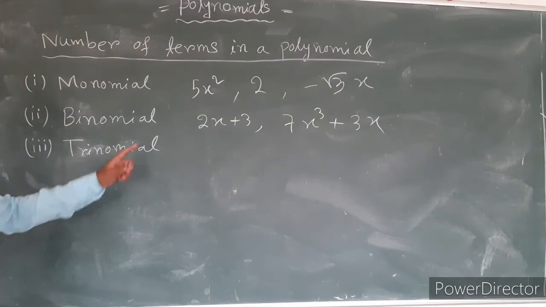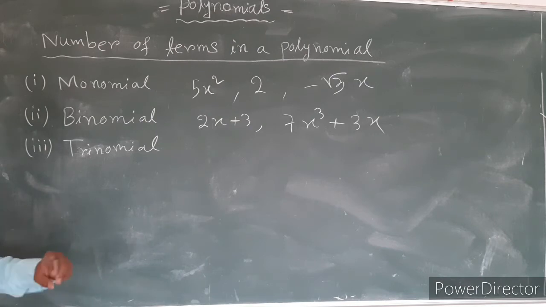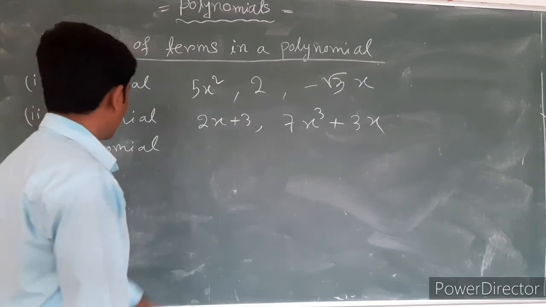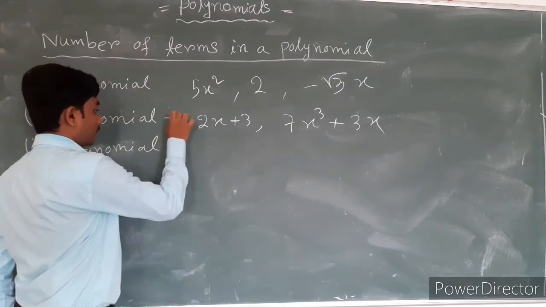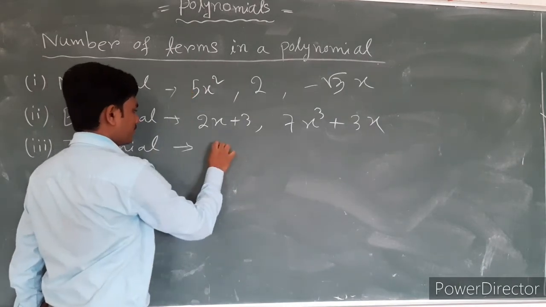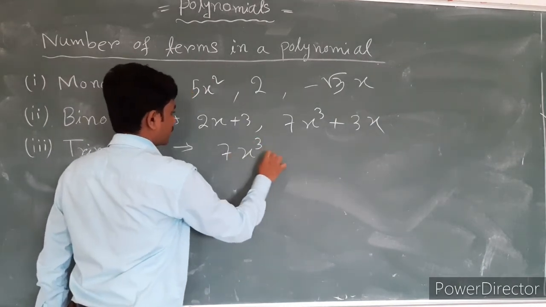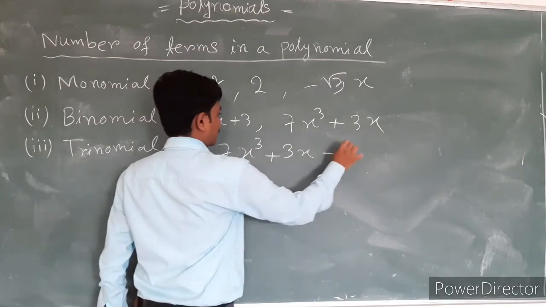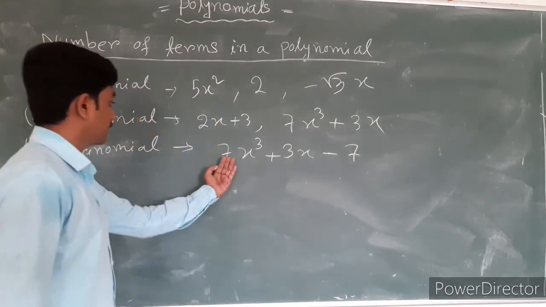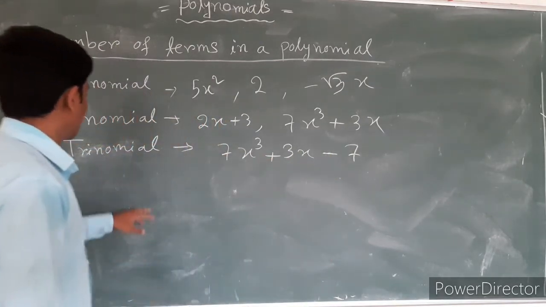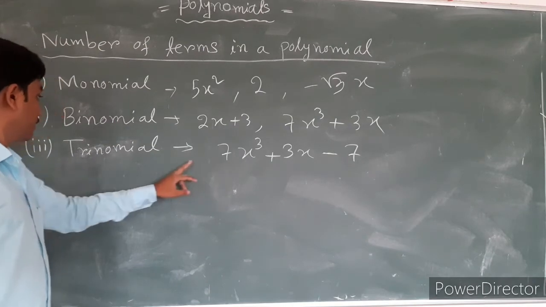Next, trinomial. If a polynomial has 3 terms, then it is called a trinomial. The example of a trinomial is 7x cubed plus 3x minus 7. It has 3 different terms, so it is a trinomial.